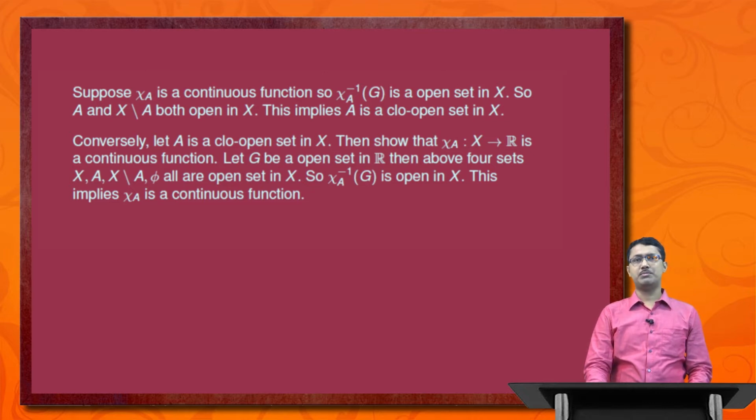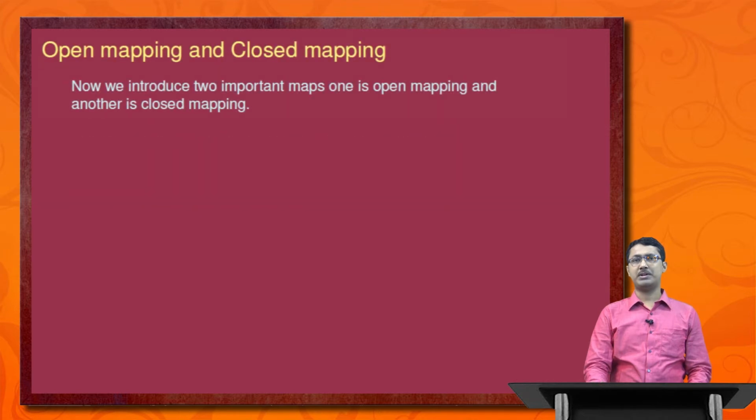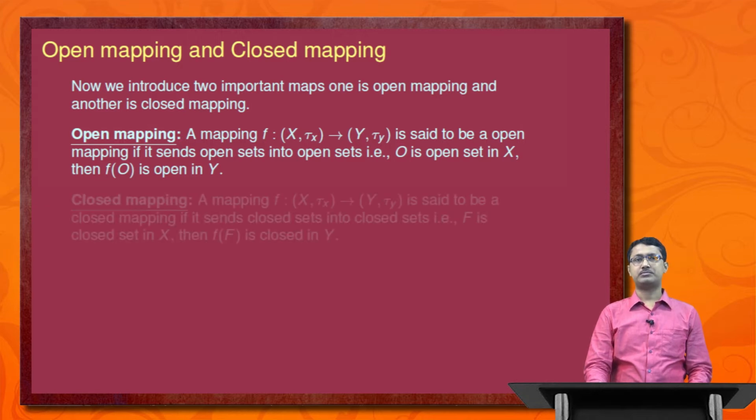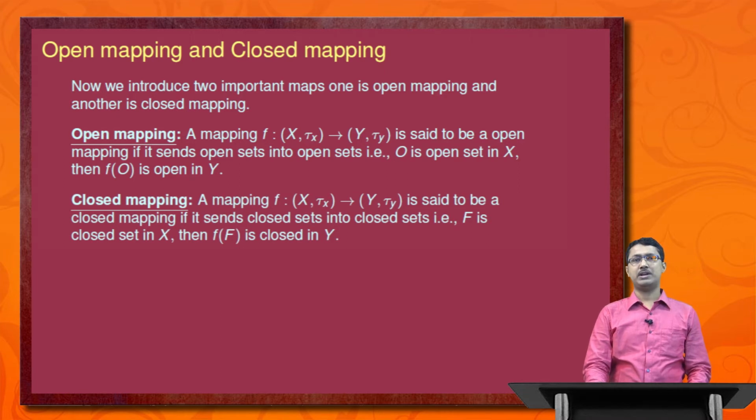Now we introduce two important maps. One is open mapping and another is closed mapping. Open mapping: a mapping f from X to Y is said to be an open mapping if it sends open sets into open sets. That means if O is open in X, then f of O is open in Y. For closed mapping, a mapping f from X to Y is said to be a closed mapping if it sends closed sets into closed sets. That is, if F is a closed set in X, then capital F, that is the image of F under the mapping f, is closed in Y.